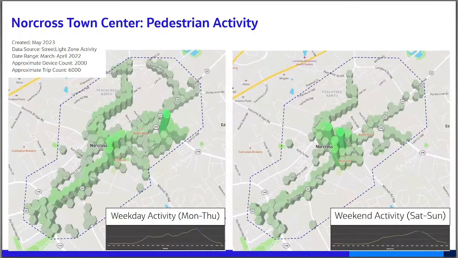We can also see some of the approach routes that pedestrians are taking through North Peachtree Street or Langford Road. And if we go into some of those very tall peaks, for example, on the left-hand side, we've got a very tall peak that's not active on the weekend. You'll see that that's actually a middle and elementary school.